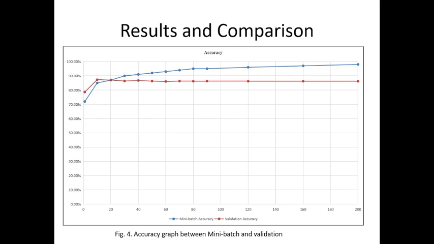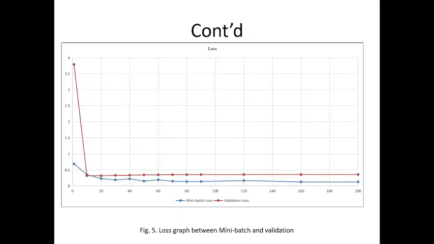Now, in this figure 4, this shows the accuracy graph between mini batch and validation, meaning mini batch accuracy and validation accuracy are being validated. It shows that the higher the mini batch accuracy, the greater the validation accuracy. In the next graph, we have plotted the loss graph between mini batch and validation, which shows that the greater the mini batch loss, the higher the validation loss is also. This graph is linear in high order mini batch loss.